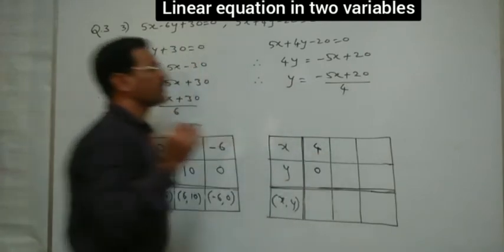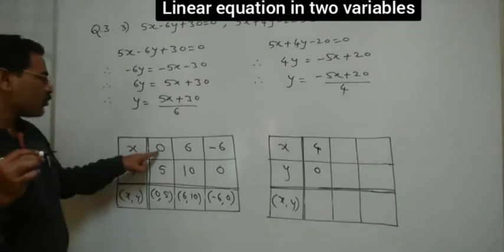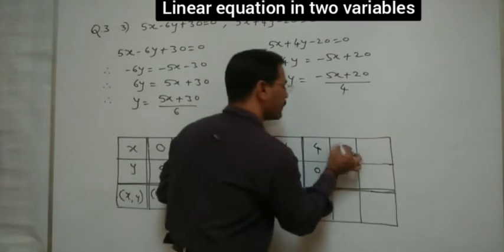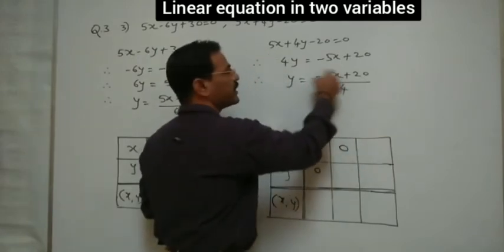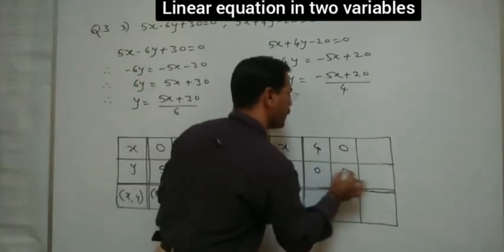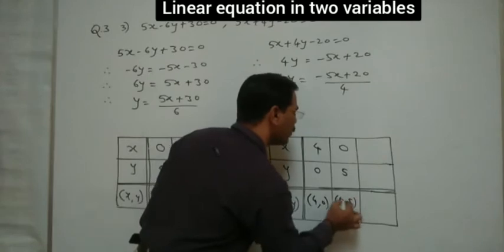Is it okay? Now let's take some more values. Suppose we put 0 here. Here also you can put 0. Let's see what we'll get. If we put 0, then this becomes 0. 20 upon 4 is divisible, that means 5. Okay. Here write (4, 0) and here (0, 5).